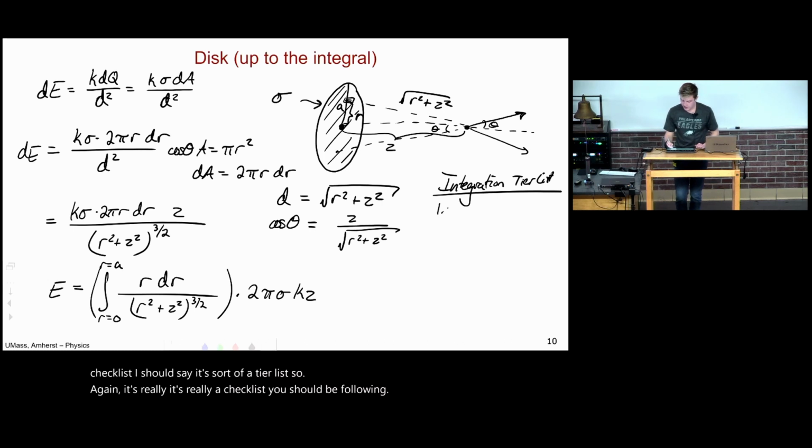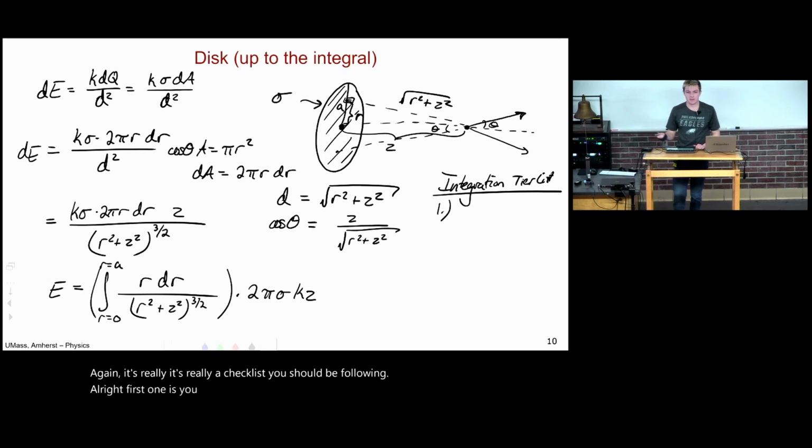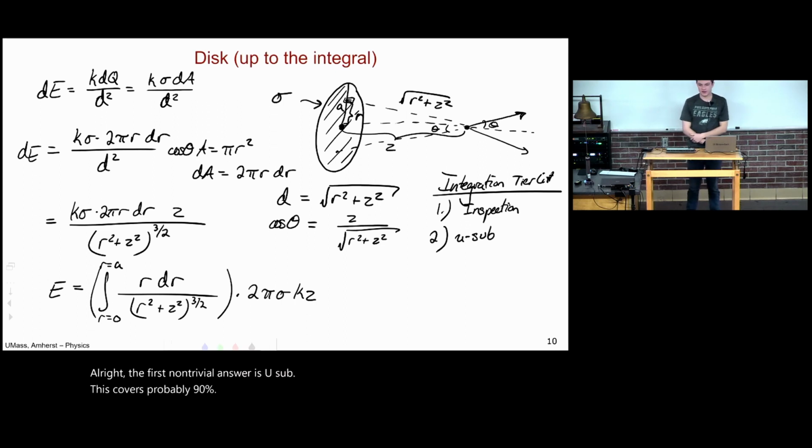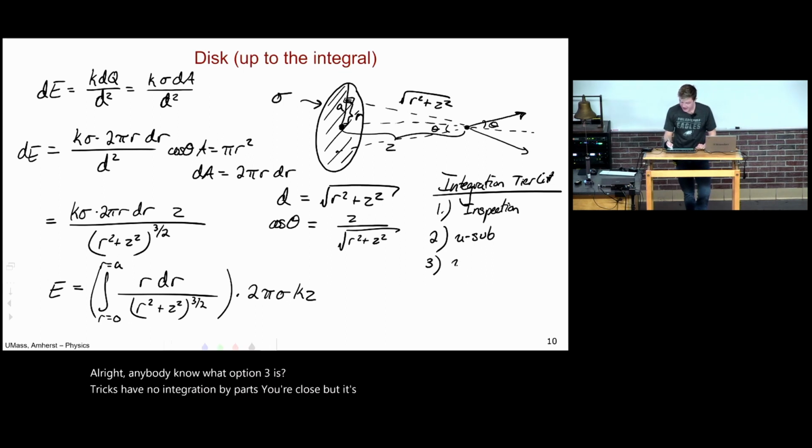All right, first one is you instantly know how to do it, like it's a power rule, or you can just look at it and do it. I'll call that integration by inspection. That doesn't even really count, but all right, the first non-trivial answer is U sub. This covers probably 90% of integrations you'll ever need to do in your life. All right, anybody know what option 3 is? Trig sub, no. Integration by parts, you're close, but it's actually U sub again.